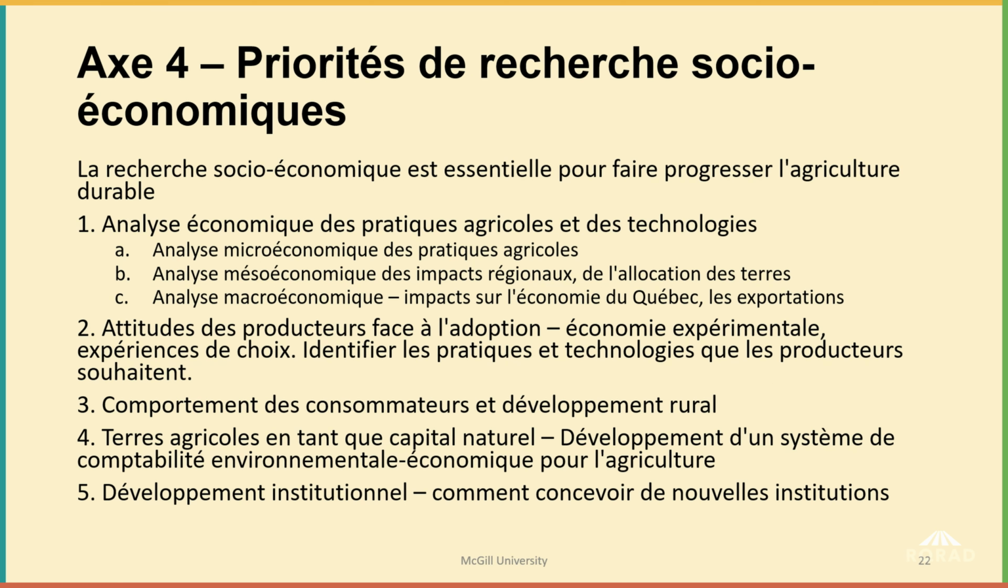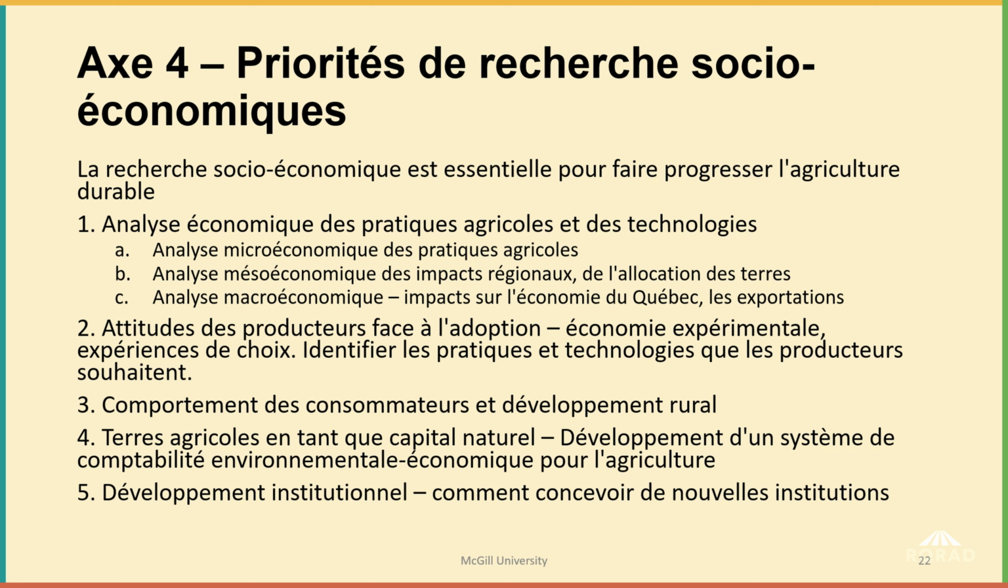So Axis 4, what are the priorities for research in the socioeconomic aspects of our network? Again, one of the things that we want to talk about is the economic analysis of agricultural practices and technology. As we saw from the survey, economic viability is exceedingly important. Again, that has to be done at the microeconomic level, where we look at farmers in terms of their impact on their gross margins. But we also have to look at the mesoeconomic level, which includes the regional impacts within the province, the impact in terms of land allocation and those elements and profitability. But we also have to look at the macroeconomic: what's the impact on the total Quebec economy?